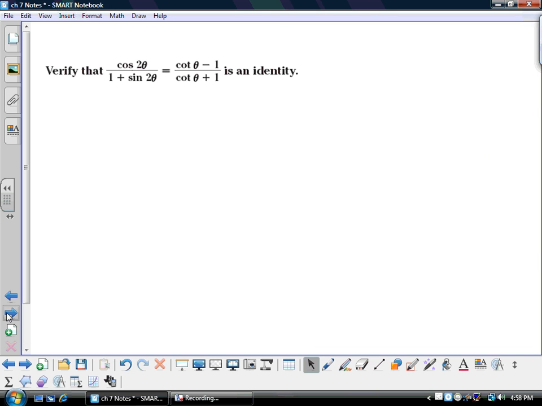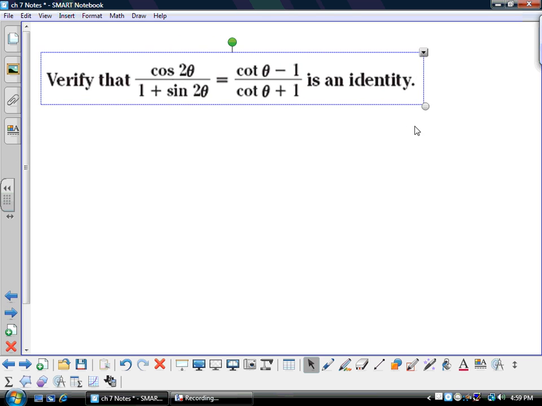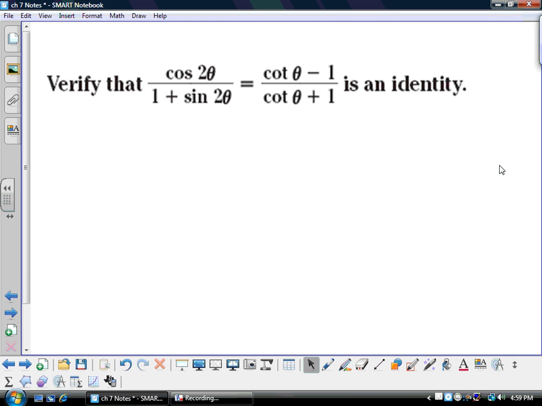Your homework, verify one, and then your homework. Sorry about that. A verify problem, and then homework in this section. Verify that the cosine of 2 theta over 1 plus the sine of 2 theta equals cotangent theta minus 1 over cotangent plus 1.